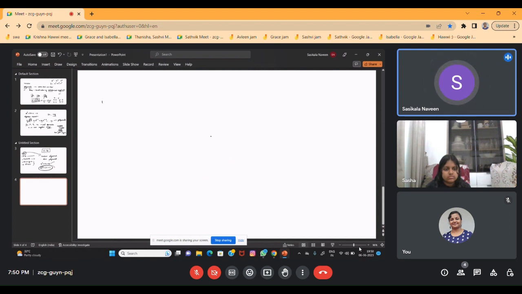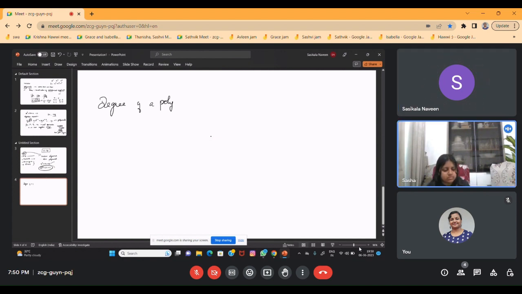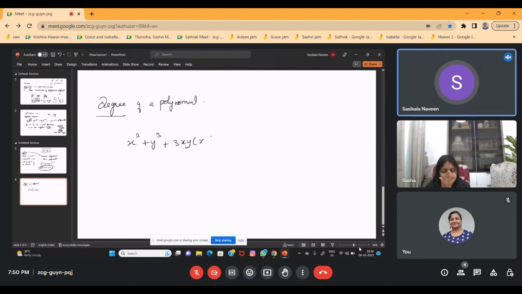Next, degree of polynomial. Degree means the highest power of a polynomial. The highest power of a polynomial is called the degree of the polynomial. I'll give you some expressions: x cube plus y cube, 3xy into x plus y. In this way, which is the degree of the polynomial? First of all, this expression is a polynomial. What's the degree? I said highest power. Degree means highest power, 3.